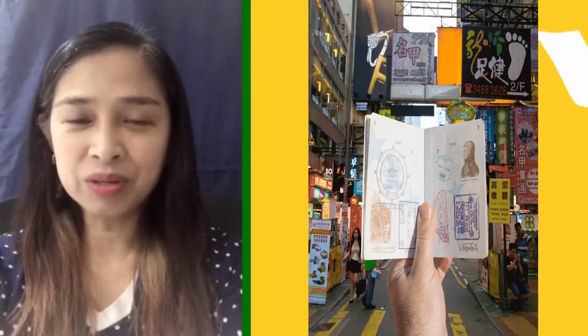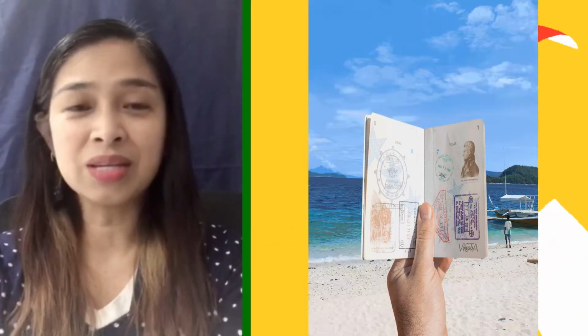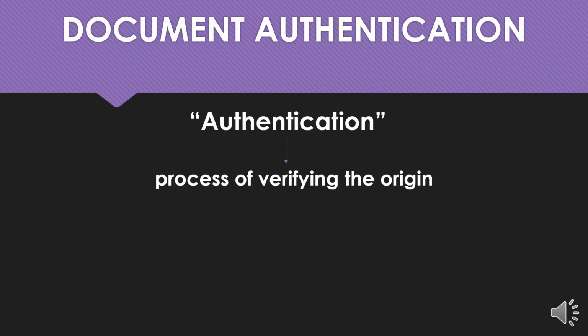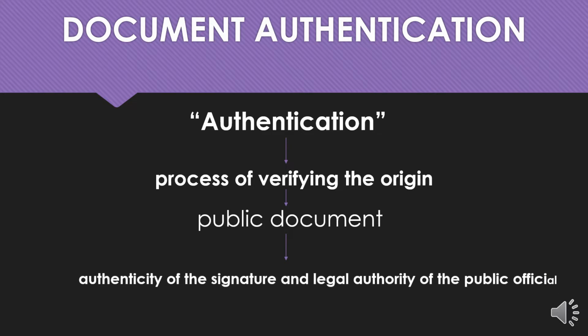I will give you an overview on the authentication process as well as the related questions in relation to such. Document authentication. Authentication is a generic term that commonly refers to the process of verifying the origin of a public document by certifying the authenticity of the signature and legal authority of the public official who signed it. It does not, however, certify the content of the public document to which it relates.